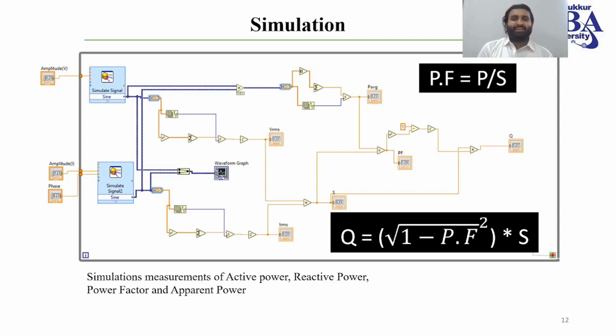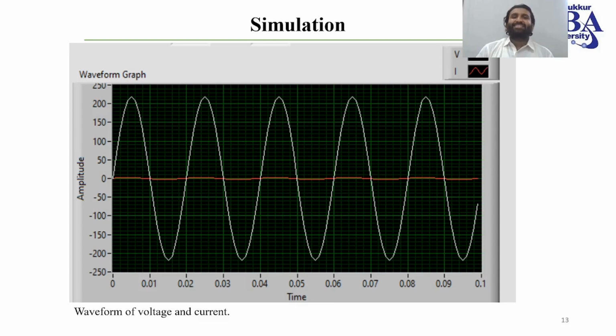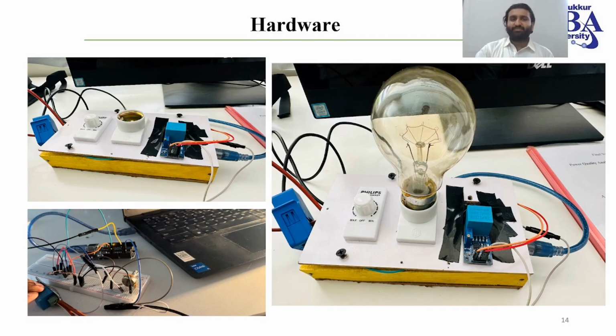Here is a circuit where we proved the power factor through a model, through mathematics, and then apparent power as well. So simulation measurements of active power, reactive power, power factor, and apparent power we did in MATLAB. And then this is the result of our simulation, the model we made in MATLAB, and then we saw the results. You can see a wave graph, an amplitude-time graph, for the simulation of our project.